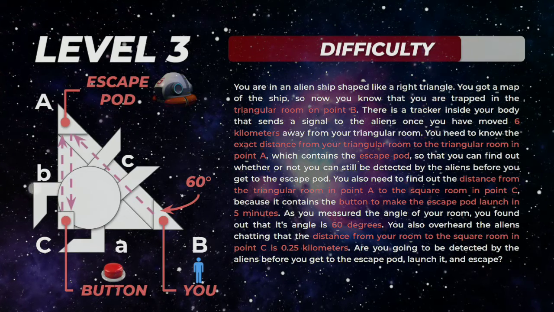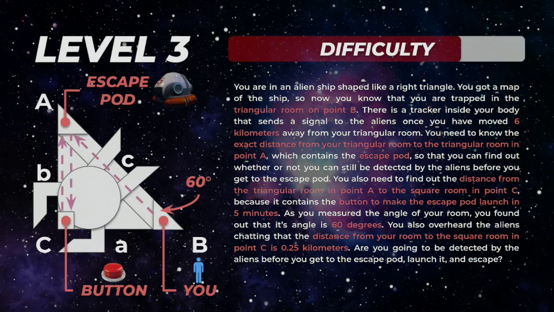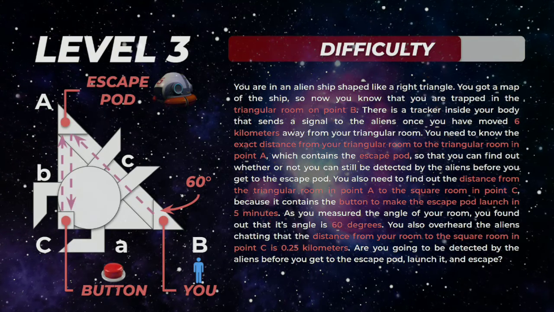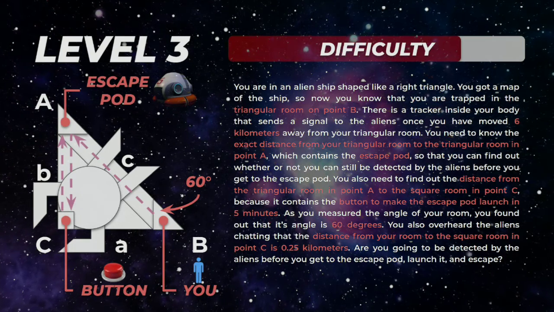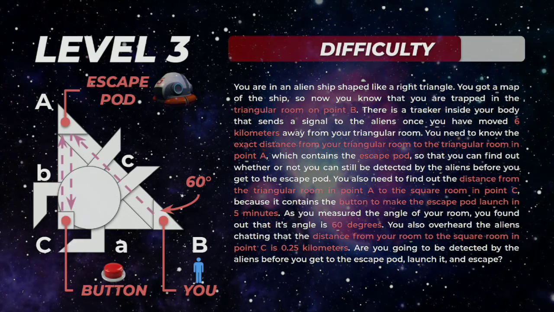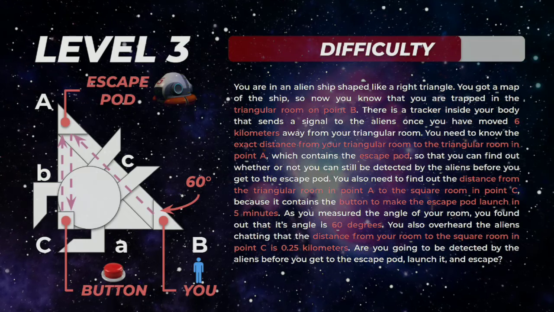As you measure the angle of your room, you found out that its angle is 60 degrees. You also overheard the aliens chatting that the distance from your room to the square room in point C is 0.25 kilometers. Are you going to be detected by the aliens before you get to the escape pod, launch it, and escape?